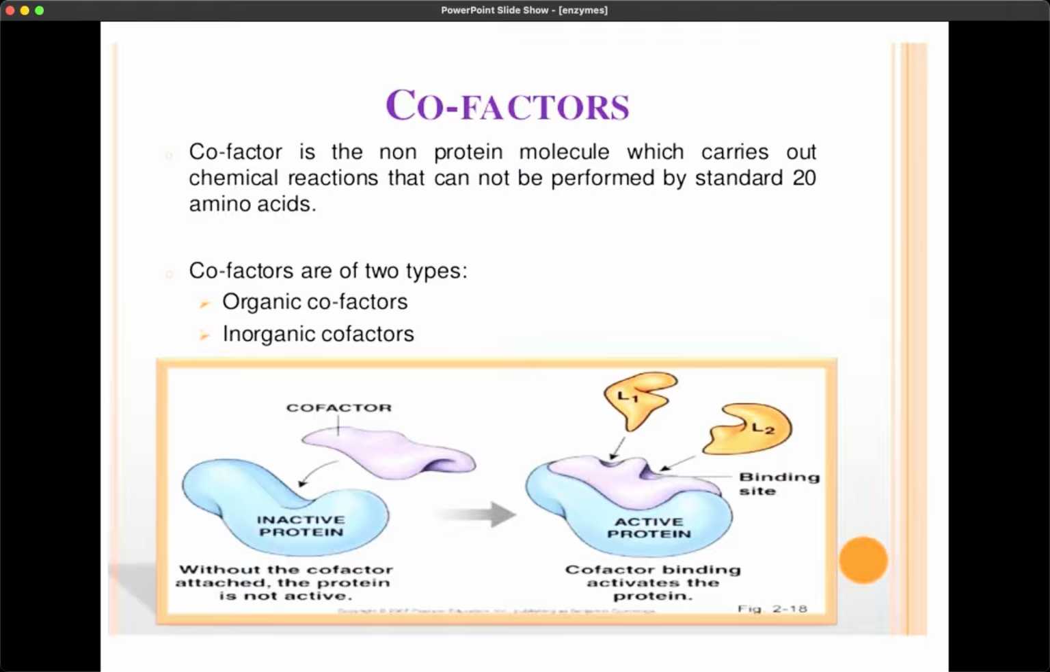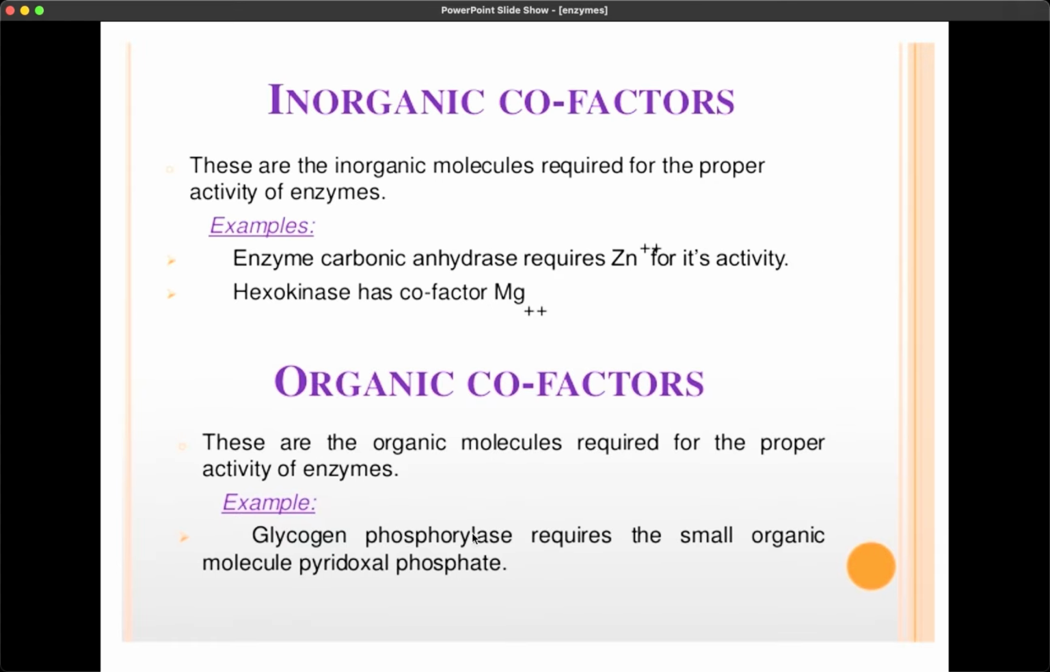It basically activates the enzyme, okay, by binding onto it. Look here, if we are looking into the picture, this enzyme can only do one reaction, but if the cofactor is attached, it can participate, it can provide binding sites for the enzyme and activate the enzyme. Okay, so cofactors are activators of these enzymes, and this is of two types. Inorganic cofactors are there and organic cofactors.